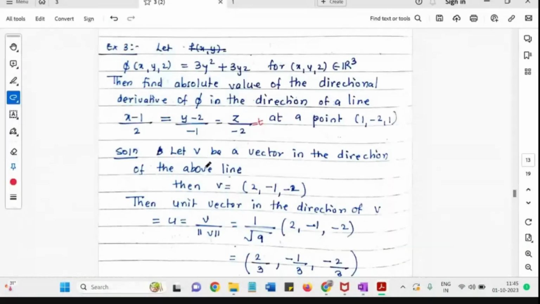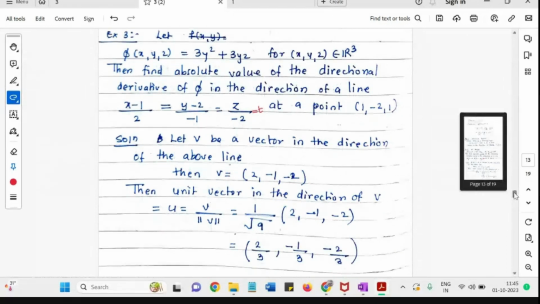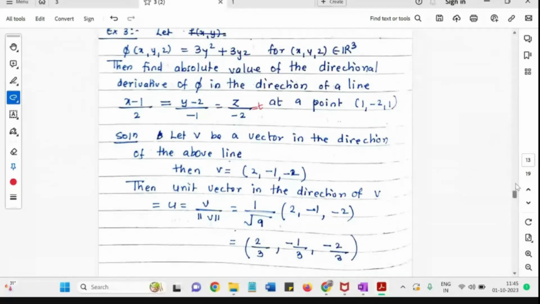Okay, so let v be the vector in the direction of the above line, then v is equal to (2, -1, 2). Those are precisely the direction cosines of a line. And then you can find a unit vector in the direction of v, that is v upon norm of v. That turns out to be (2/3, -1/3, 2/3).